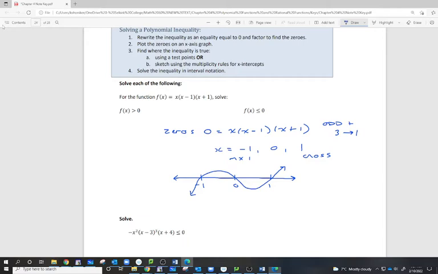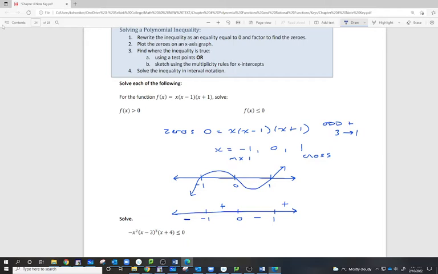That works. Another way of looking at this graph would be to say, okay, I've got my x-intercepts at negative 1, 0, and 1, and I could say, hey, here the graph is below the x-axis. Here it's above, positive y values. Here below, negative y values. Here above, positive y values. And now I can use this to solve my inequality.